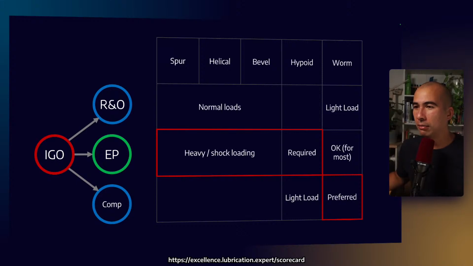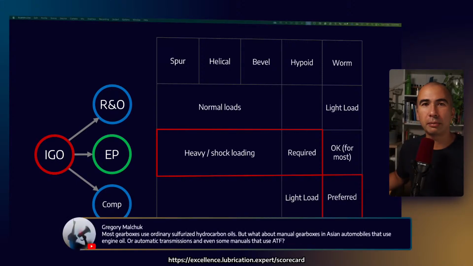Greg, let me just bring that comment up. Most gearboxes use ordinary sulfurized hydrocarbon oils. What about manual gearboxes in automobiles that use engine oil, or automatic transmissions, and even some manuals that use ATF?